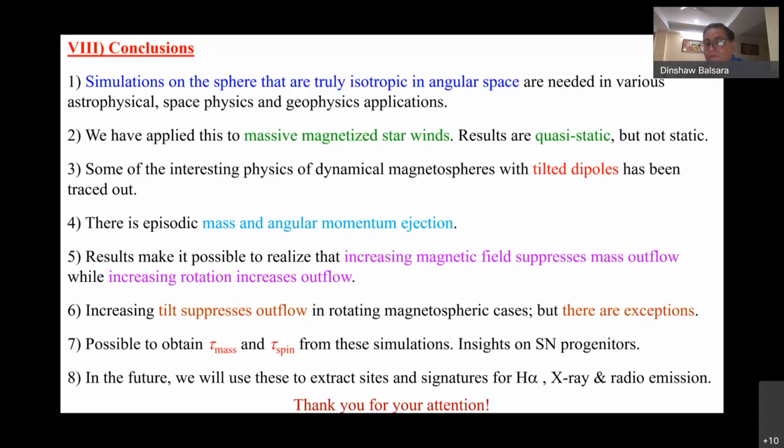All right. So what's the current scenario for massive stars, the origin of the magnetic field? That's another talk altogether. That's not my talk. Okay. All right. Okay. Thank you.